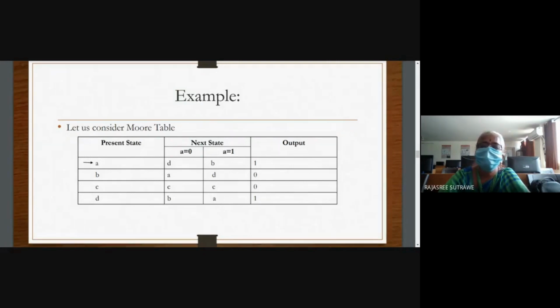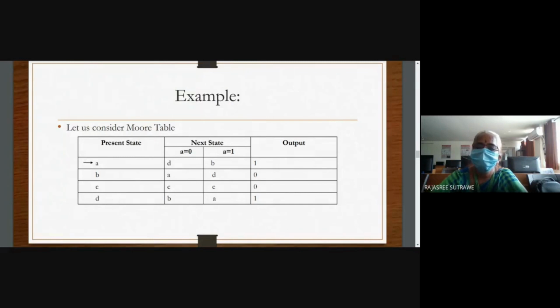Now you have to copy A equal to 0, next state is D, A, C, B. And here we have B, E, C, A. So what we have done, whatever is there in the Moore machine, we have copied into the Mealy machine. Now what we have to do, see here, take this A equal to 0, next state is D. Now we have to come to D. D here. What is the output here?